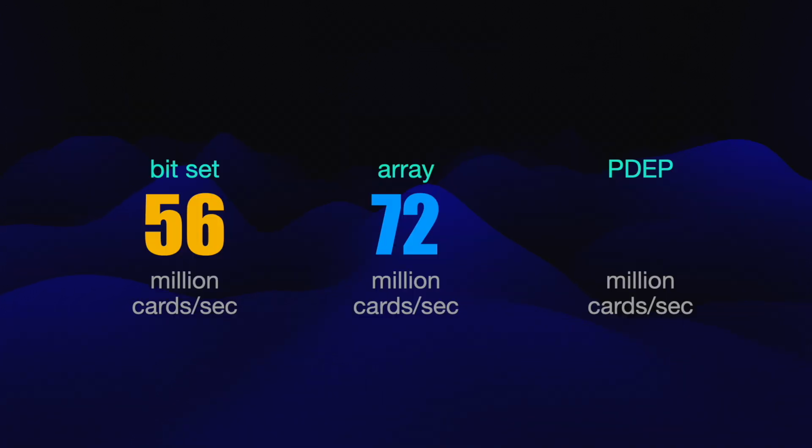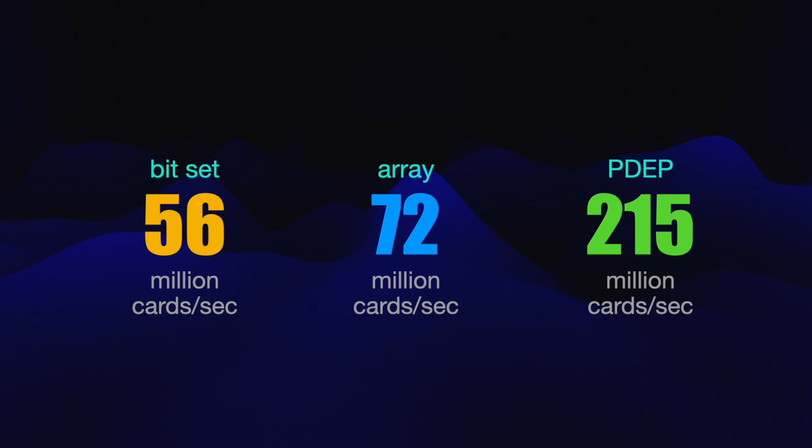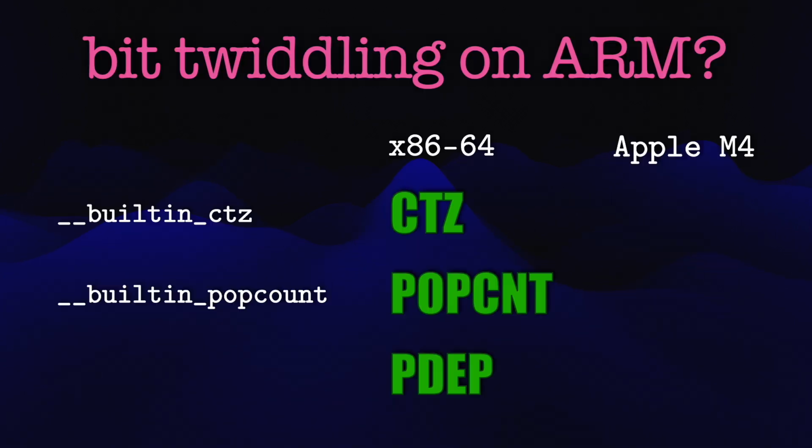Okay, let's benchmark it. The array method was fastest at 72 million cards per second, and the PDEP code is much faster, almost 3 times faster, in fact. Our work has paid off.